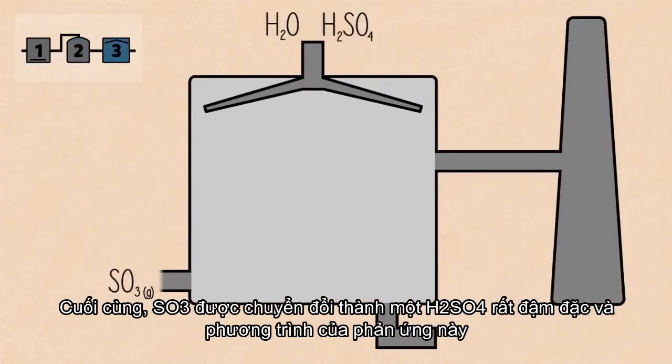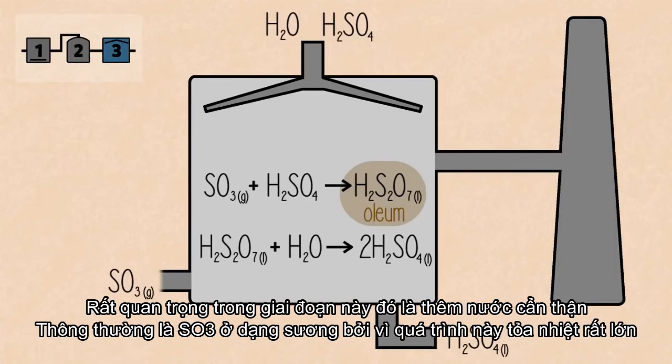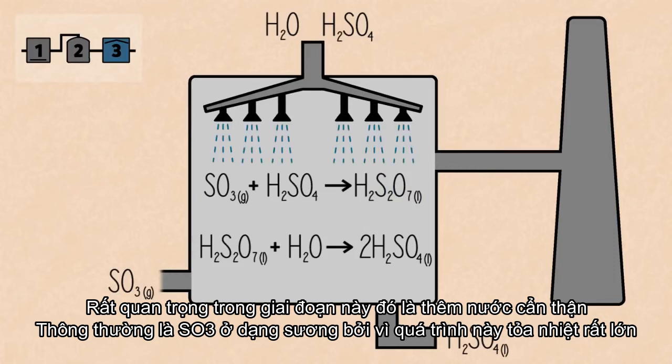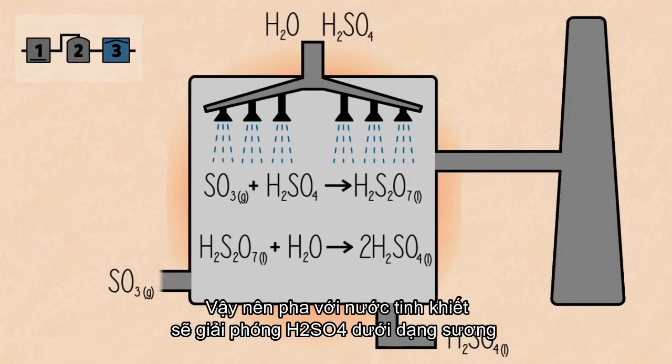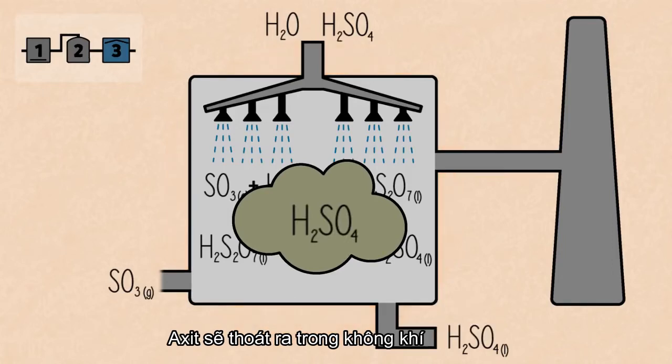Finally, in stage 3, sulfur trioxide is converted into a very concentrated sulfuric acid, and the equation is shown now. This liquid is also known as oleum. It is very viscous and releases acidic fumes. It is very important at this stage to add water carefully, usually as a mist to sulfur trioxide. This is because the reaction is very exothermic, so mixing it with pure water would release a mist of sulfuric acid that would escape into the air.